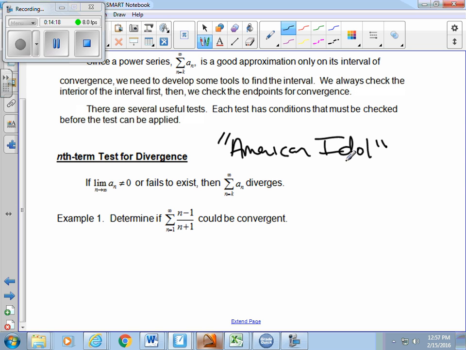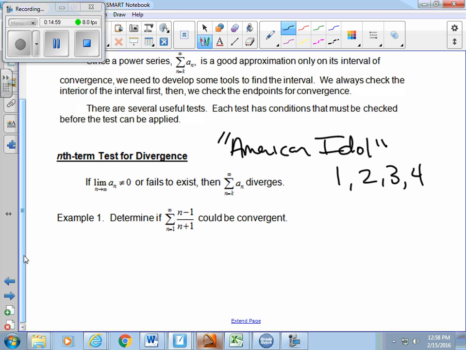So for example, 1, 2, 3, 4. Okay, what's the pattern there? Adding 1 every time. What's the limit as n approaches infinity of that? Infinity, or does not exist, right? Is there any way I can add that up? No. It's going to be infinity, right? So if the limit of the sequence doesn't go to 0, there's no way I can find a sum. And this is called the nth term test for convergence, or really for divergence is what you're talking about.